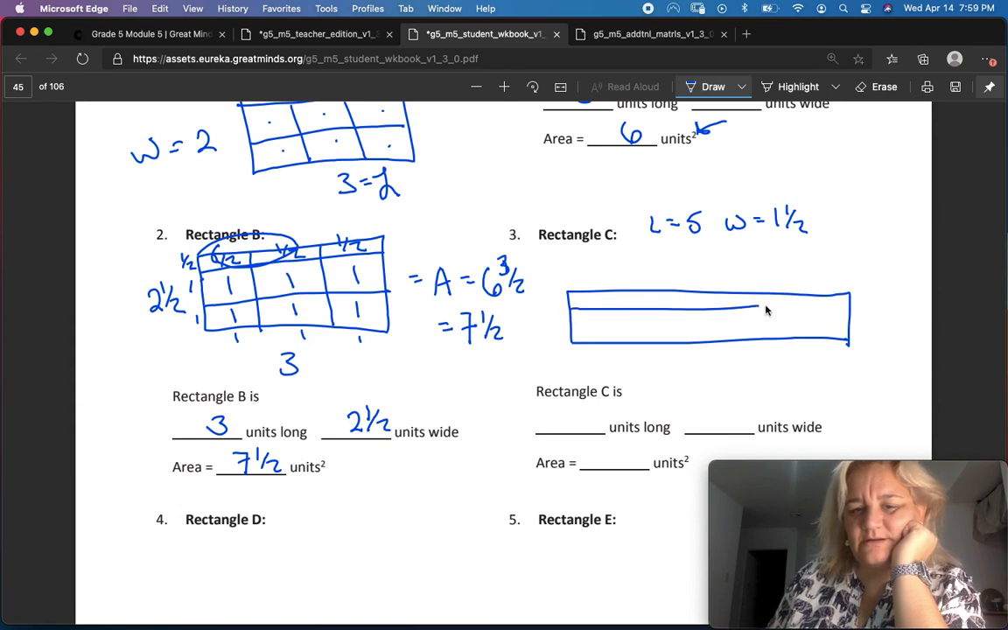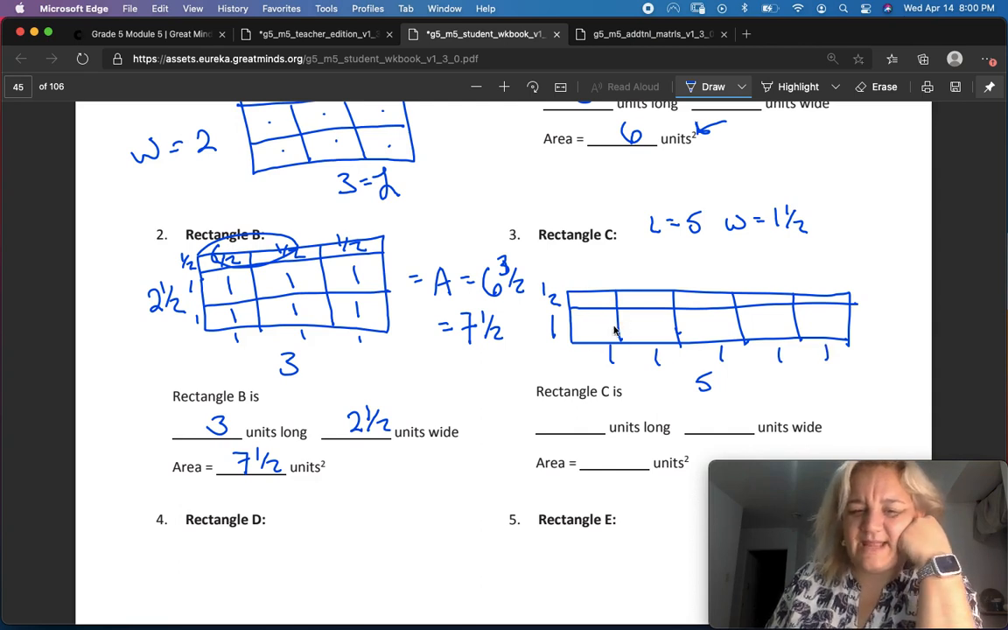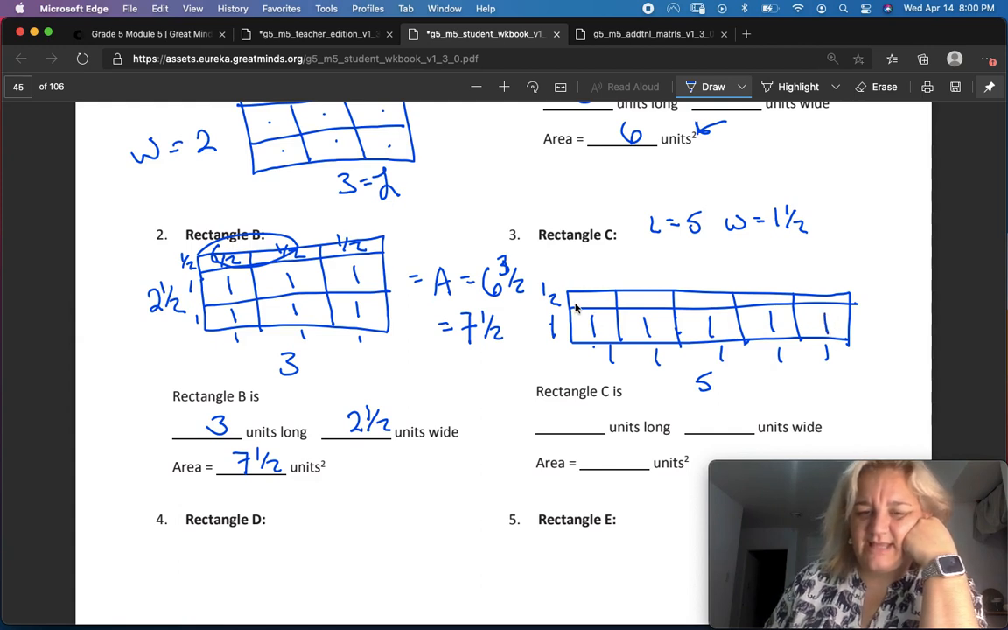So here is 1 and here's 1.5. And here is 5, so 1, 2, 3, 4, 5. Each of those is 1. So what is my area of this square? Length times width is 1. And then here I've got a half times 1, so that's a half, half, half.